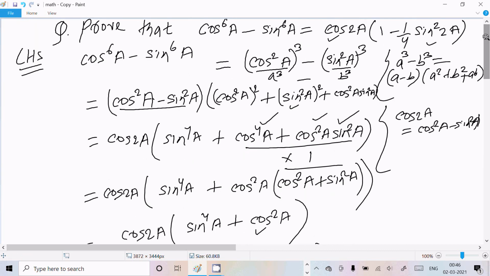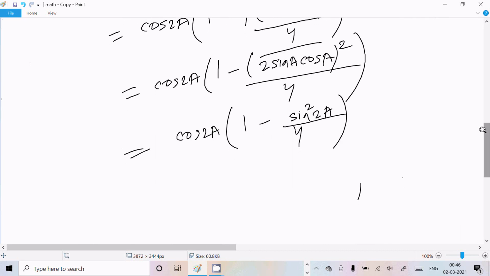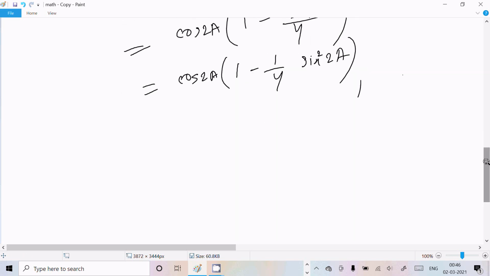Okay, so here 1 by 4. So finally I got, or you can write it like this, 1 by 4 sin^2 2a. So LHS equal to RHS. It's proved.